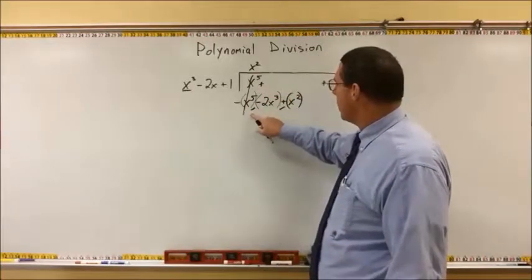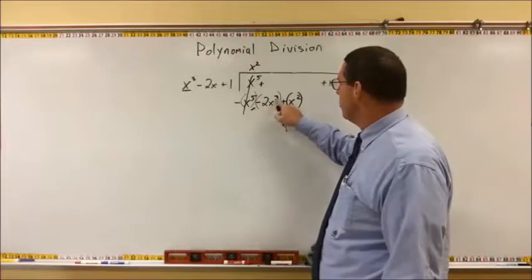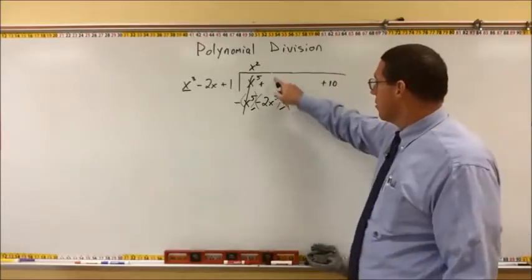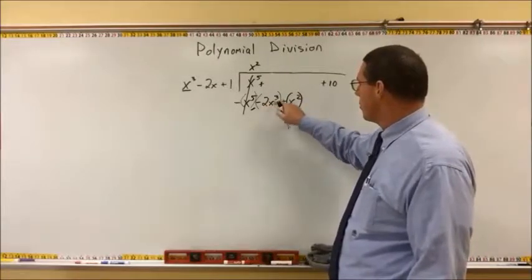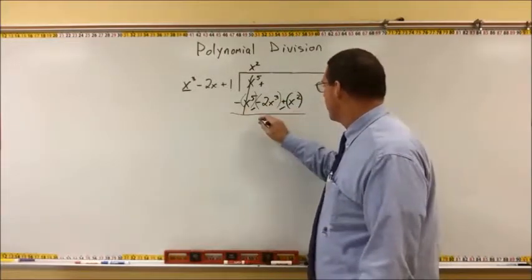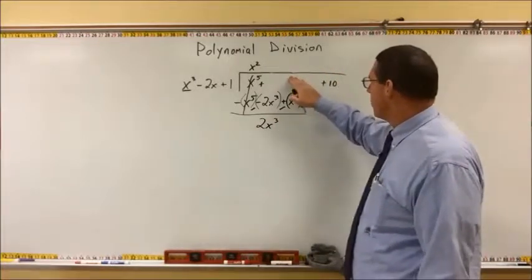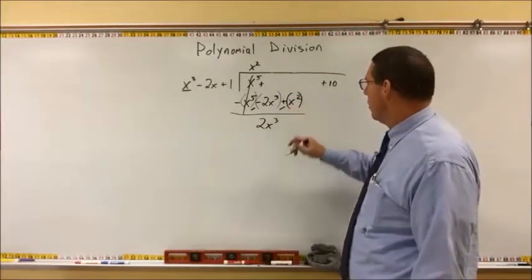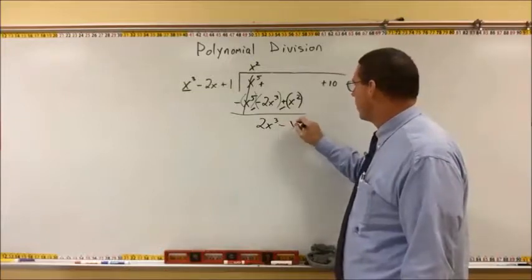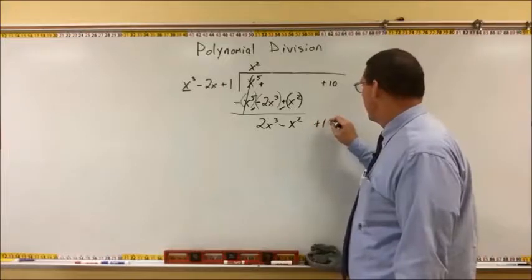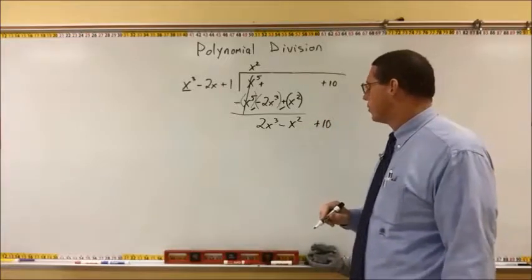0 minus negative 2x cubed, well, minus negative, that's plus. So that's 0 plus 2x cubed gives us 2x cubed. And then here we have 0 minus x squared, and that's negative x squared. Now we're just going to carry down the plus 10. Okay? All right, that's our first step.